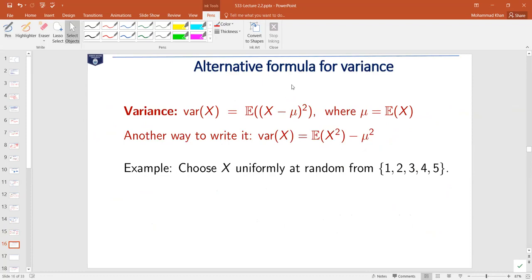We can also calculate the variance using a shortcut formula like this. Sometimes it is easier to calculate using this formula. We can see one example. We define a random variable X, chosen uniformly at random from 1, 2, 3, 4, 5. So we have values 1, 2, 3, 4, 5, and their probability values are uniformly distributed. That means each probability value will be 1 by 5.